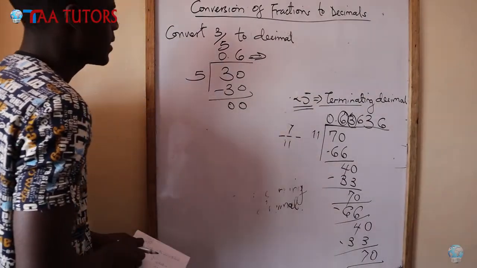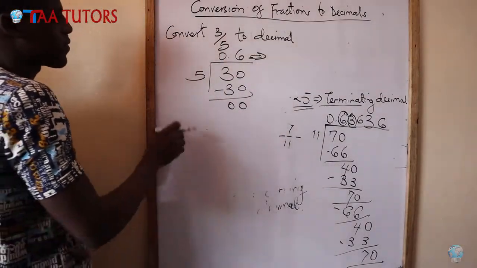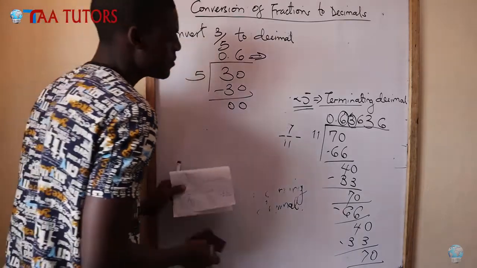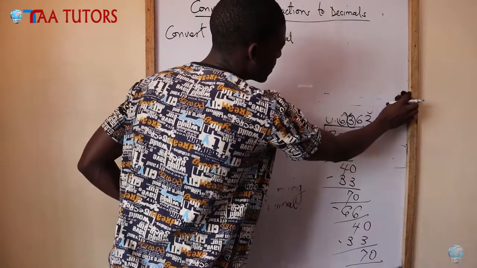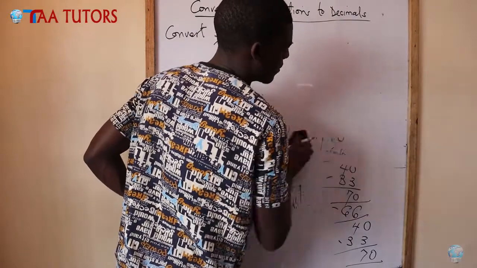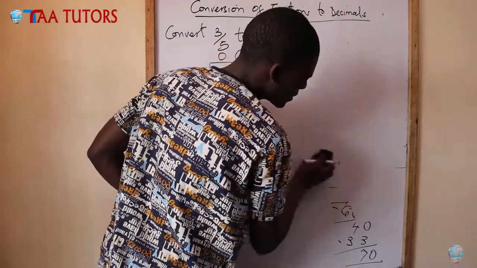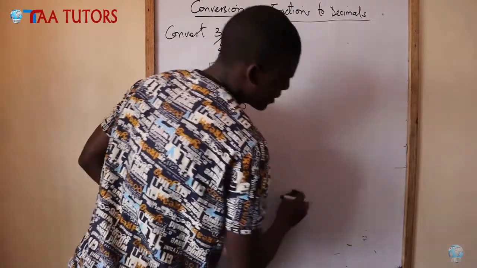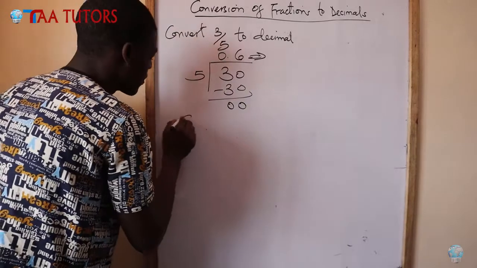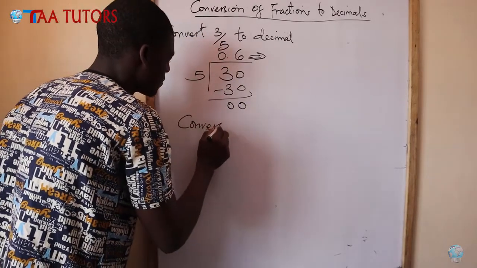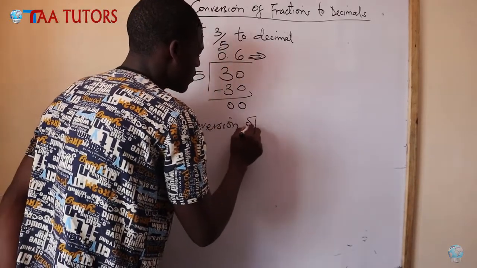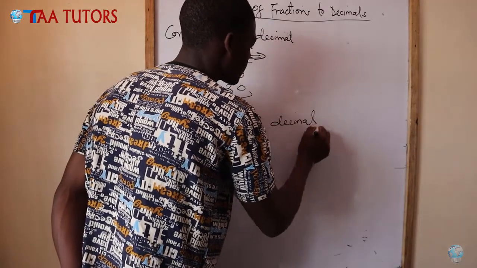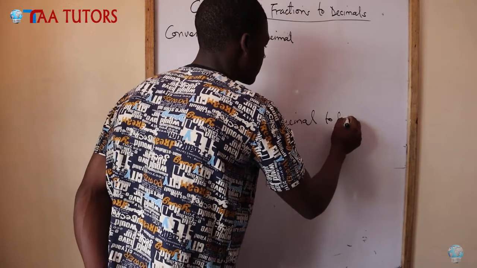We will move forward to check on conversion of decimals to fractions. We want to now convert it the other way around. We are given decimals and then we convert to fractions. We will start with the simplest. We are doing conversion of decimal to fraction.